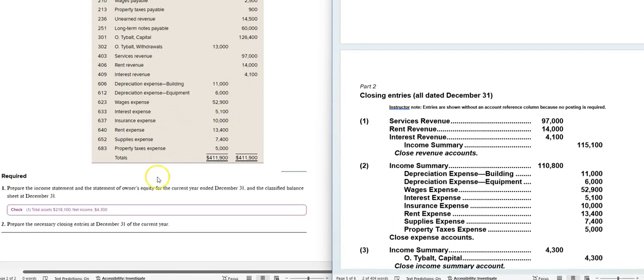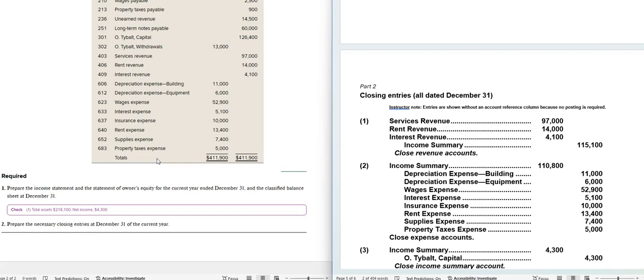Okay, so now that we have the financial statements prepared, we are done reporting on this accounting period, which means we need to get the accounts ready to start recording the next accounting period transactions. That is going to be the closing process.